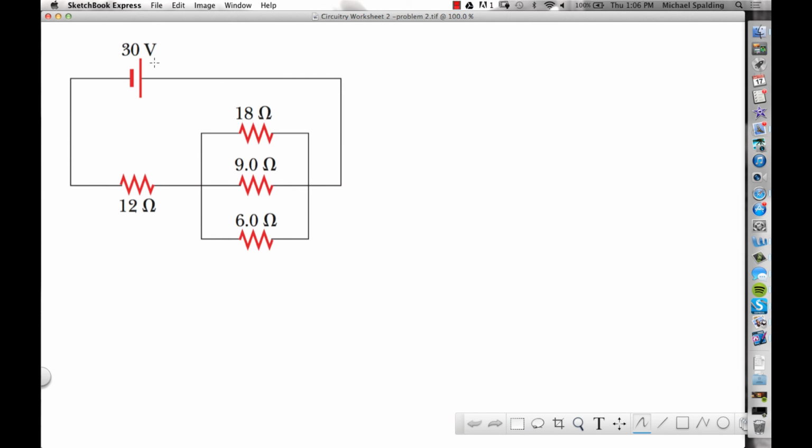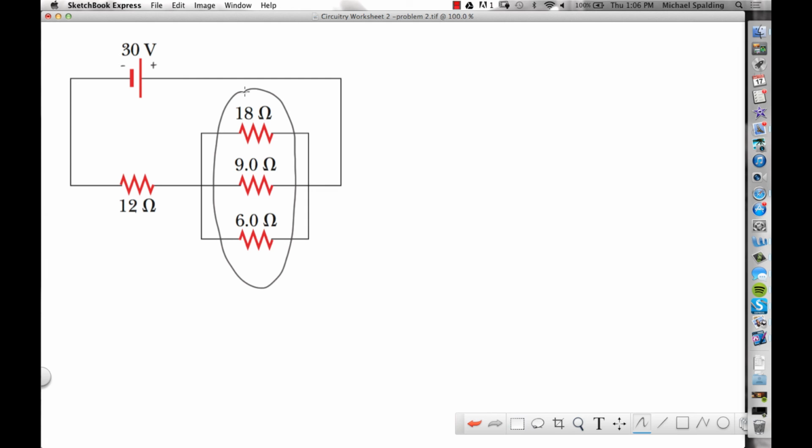Okay, so here we go. Positive plate, negative plate. First thing you want to do when you're doing a circuit problem, you got to simplify it down. These 3 resistors right here are in series or parallel? Parallel.